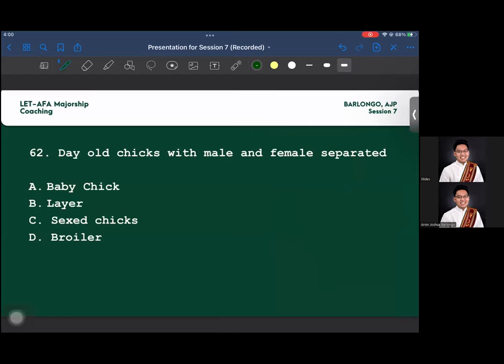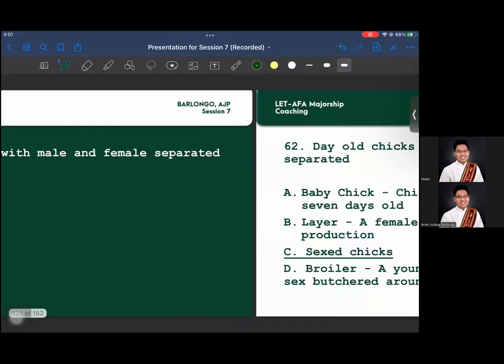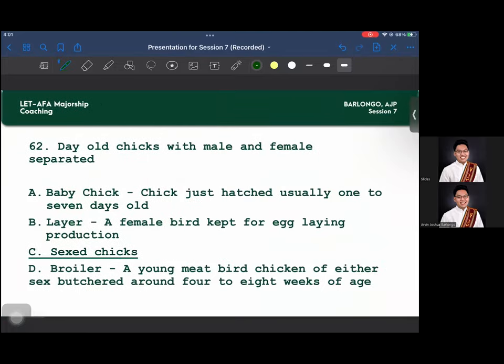Okay, let's go to number 62. A day-old chicks with male and female separated. So, day-old chicks with male and female separated. A, baby chick; B, layer; C, sexed chick; or letter D, broiler. This is a technical term that you need to know in the poultry part of animal science. The correct answer is sexed chicks.